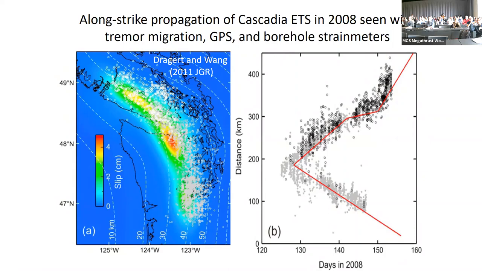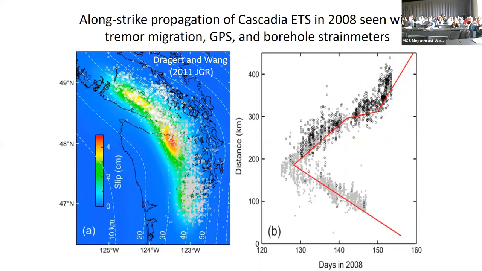It starts from somewhere in the middle and propagates both ways, at a speed of something like 8 kilometers per day. Fairly uniform. Cascadia people all know this; it's just a fact of life for our subduction zone. And the speed can change. That's from different observations: tremor migration, GPS observations, and strainmeters. They all show the same pattern, the migration.